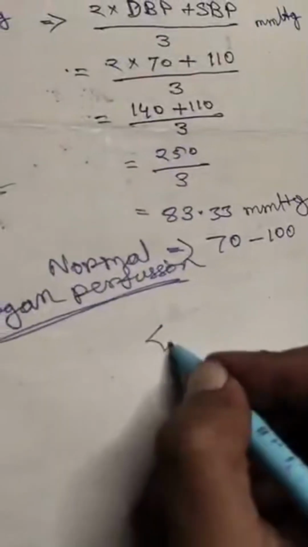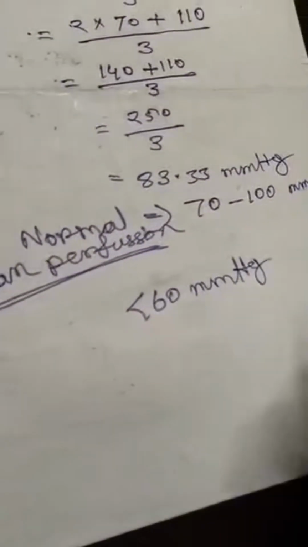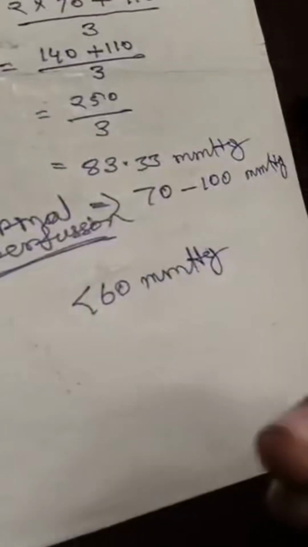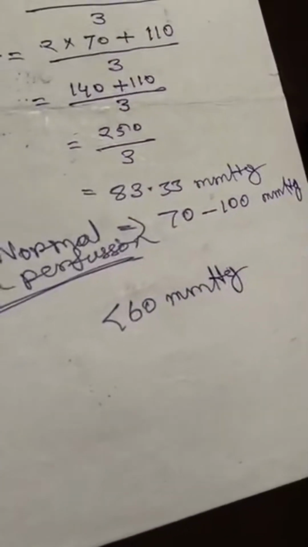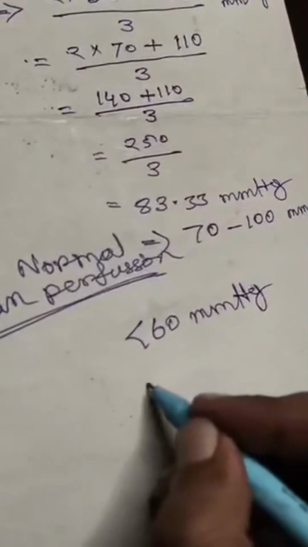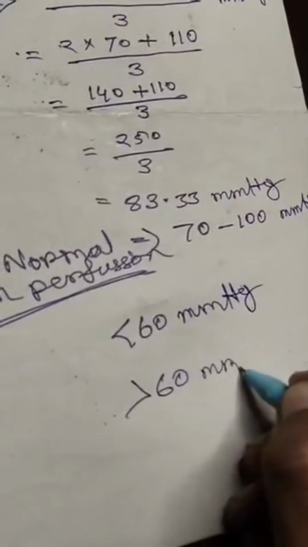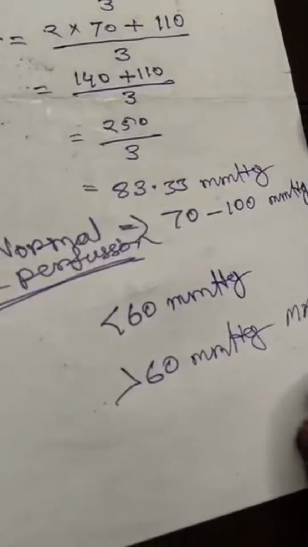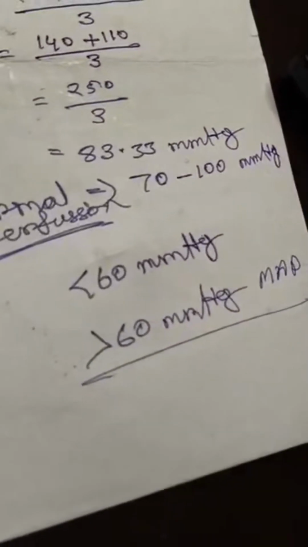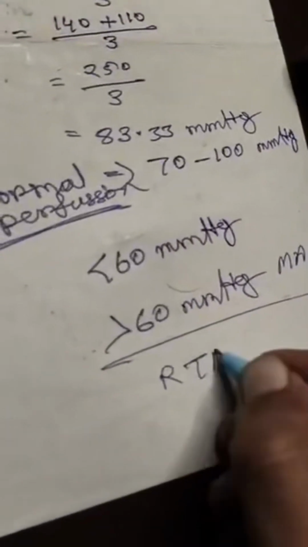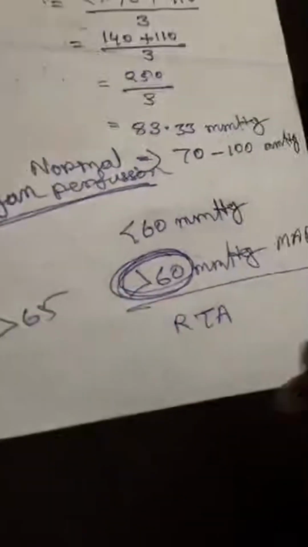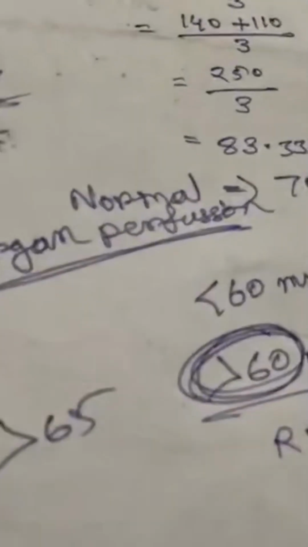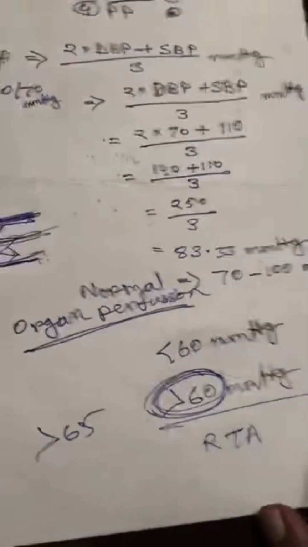So less than 60 mm of Hg means what? It means that in our body the vital organs don't get properly oxygenated blood, the perfusion is not happening properly. So in shock patients we always have to maintain the MAP above 60 mm of Hg. In shock patients and all road traffic accident patients, we have to maintain above 60. Some books say above 65, but do not let it go below 60. We have to use some IV fluids, vasopressors and so on. So this is the MAP.